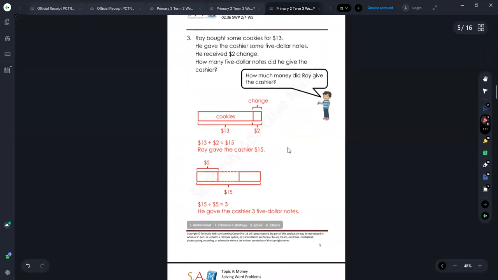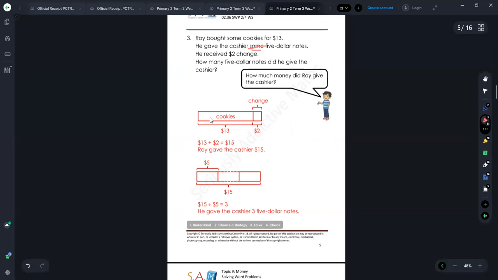Okay, so a bit more challenging question here. Another one: Ray bought some cookies for $13. He gave the cashier some $5 notes and he received $2 change. You can see that this requires at least 2 steps. How much money did Ray give the cashier? Because it says some $5 notes, you don't know how many. So you need to find out how much money, and then find out how many $5 notes. That's important. It's not about how much money he gave the cashier, but how many $5 notes he gave.